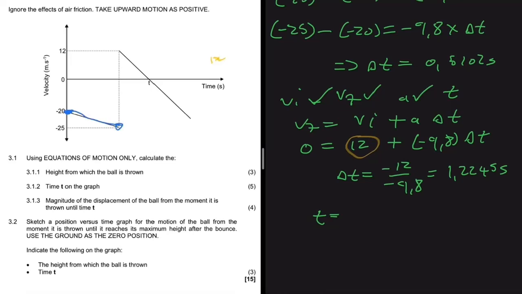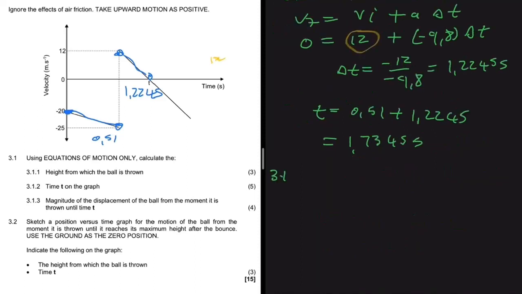So now that time on our graph will be equal to the time from here to here, which is 0.51, and the time from here to here, which is 1.2245. So we add the two: 0.51 plus 1.2245, right? And that should be equal to 1.7345 seconds.